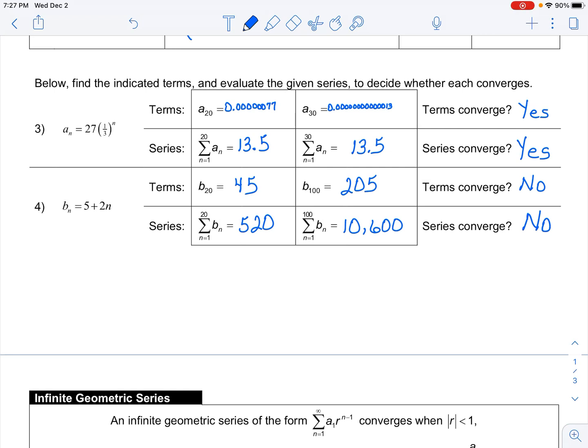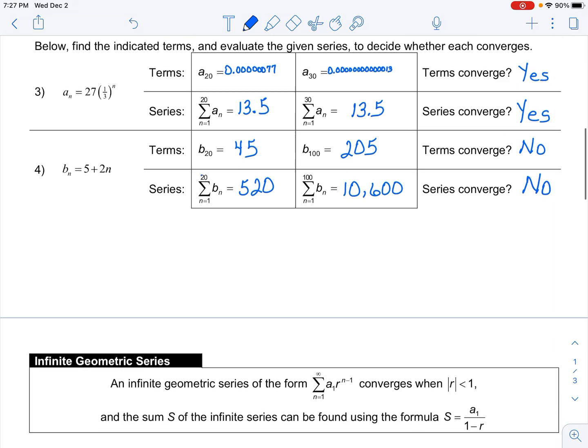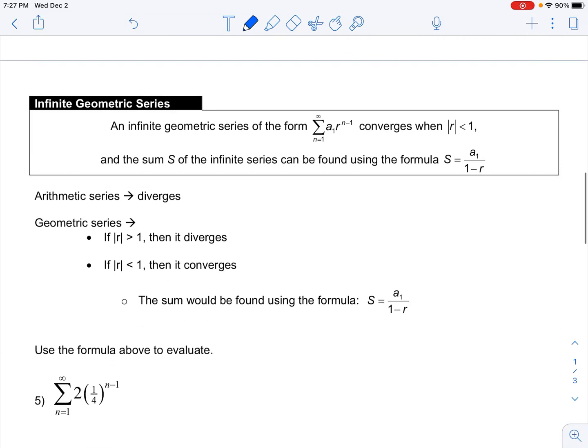Now, we were talking about what we call finite series because I'm looking at the first 20 terms or the first 100 terms. We also have something called an infinite geometric series. An infinite geometric series of the form, the summation of my explicit formula, a sub 1 times r raised to the n minus 1, from n equaling 1 to infinity, converges when the absolute value of r is less than 1. And then the sum of the infinite series can be found using this formula.